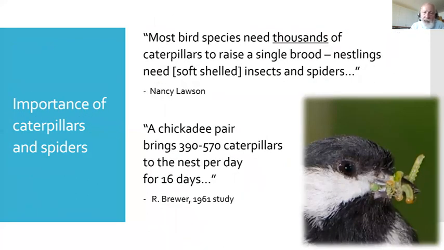Now, I teed this up earlier, right? This is Richard Brewer in 1961, a huge study, a very important study. A chickadee pair brings almost 600 caterpillars to the nest every day for over 2 weeks to feed their young. I was stunned at that statistic. Just think about a pair of chickadees having to bring that many caterpillars, because the baby chicks need soft-shelled food. So they need caterpillars or spiders, something with a softer exoskeleton that they can digest before they fledge the nest.